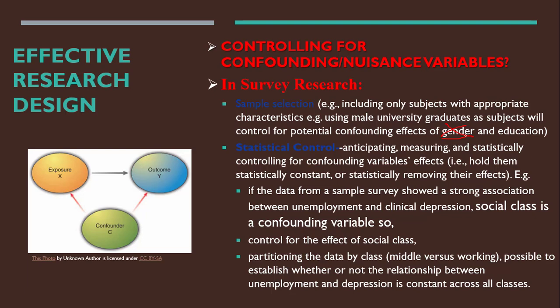So these are some of the ways by which you can control. You can look at your sample selection, or you can do statistical control when you have the data. It's always important to do this, because then you will not be making wrong conclusions when you are finished analyzing your data.